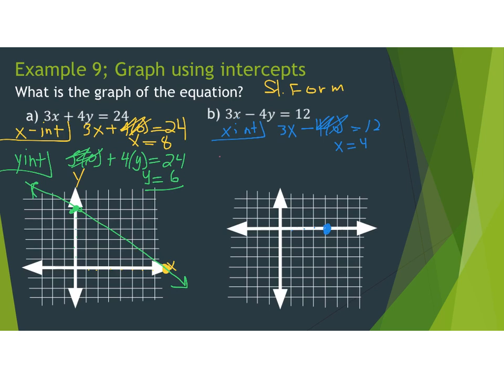And the next point, the y-intercept, we're going to put 0 in for the x. So 3 times 0 is 0. Divide by the negative 4, and y equals negative 3. That's on the graph too. That point right there. And then this would be our line.